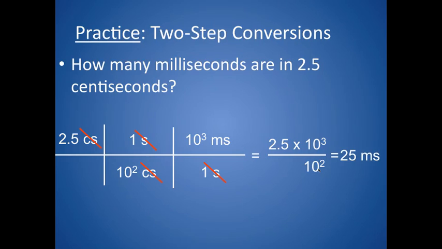What you might notice is that this practice problem looks exactly the same as the one we did before, and that's because the prefixes are the same. You're going from a centi prefix to a milli prefix. So once you learn the system and the prefixes, a lot of these two-step conversions are going to look very similar. I know this is going to be one of the more challenging lessons, but with some practice, we'll get it done.